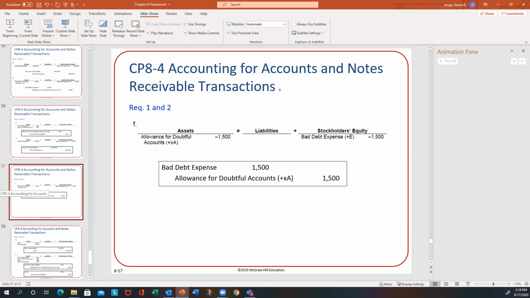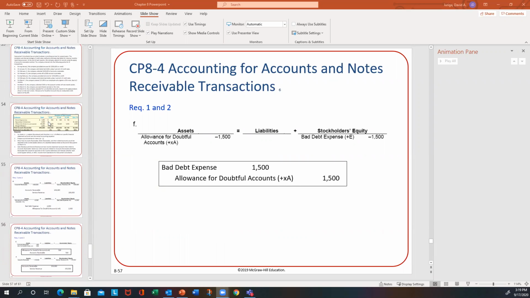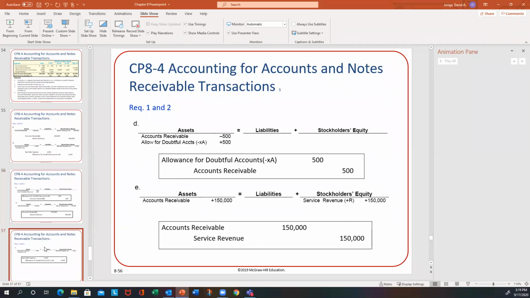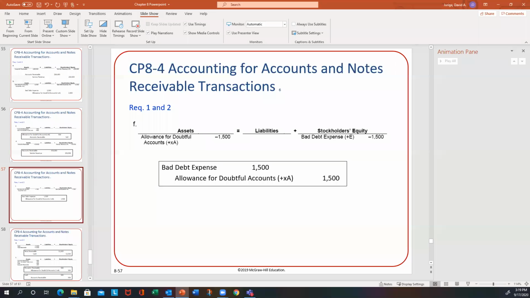And let's go back and check that one out, make sure we got the right method. So on letter F, it says, again, it's 1%. I'm just following, it's 1% of the credit sales. And this was during February. So it's going to be 1% of 150,000. So that's where they're pulling that number in. This is letter F. So all you have to do is book the debit bad debts expense, credit the allowance for 1,500. Again, that's 1%.